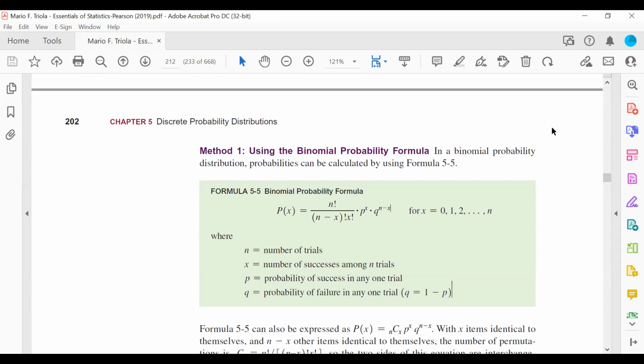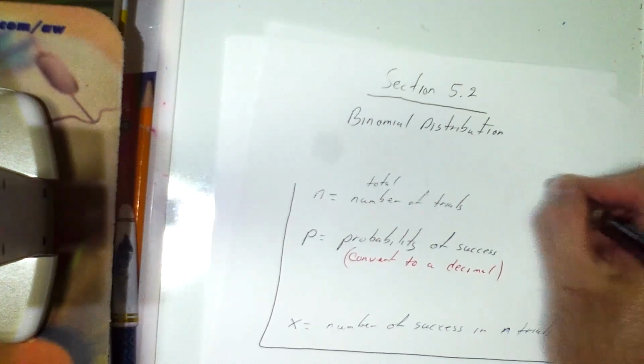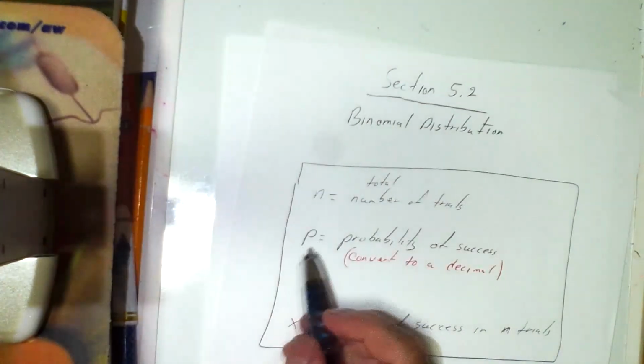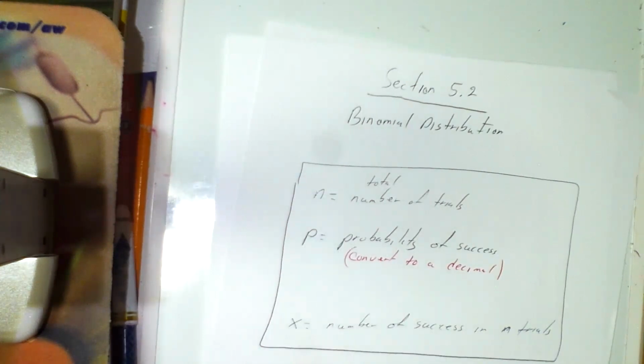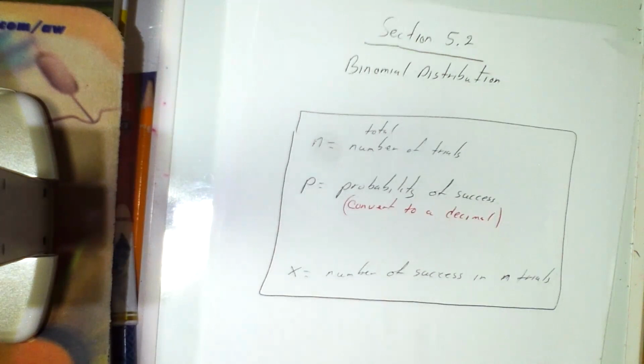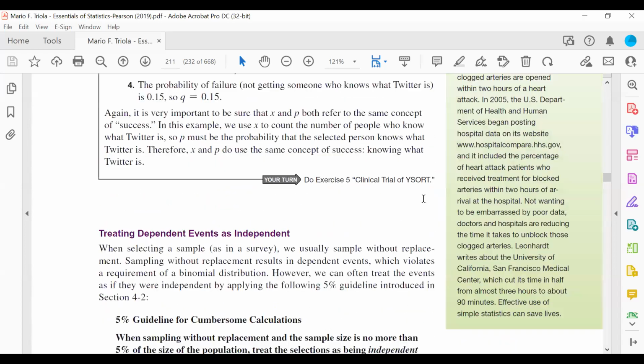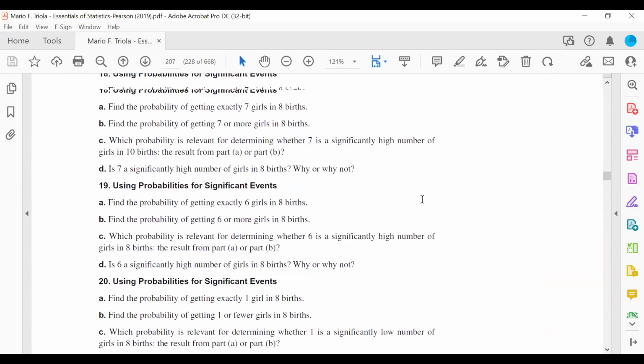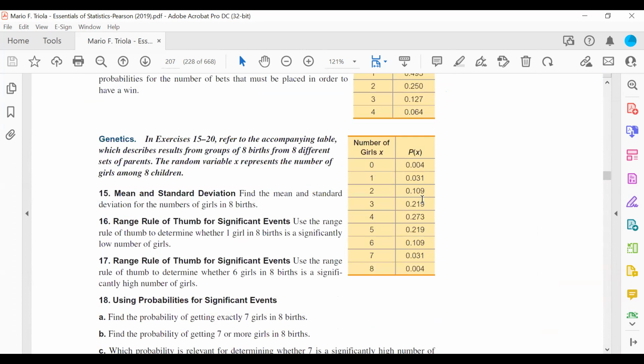So in order for us to use StatDisk, we need to extract these 3 numbers. The n, the p, and the x. You need to know how to extract those from the problem. So I'm going to show you back in section 5.1, there is a problem that we went over dealing with couples that were planning to have a baby. The mom was going to have a baby, right? The wife.